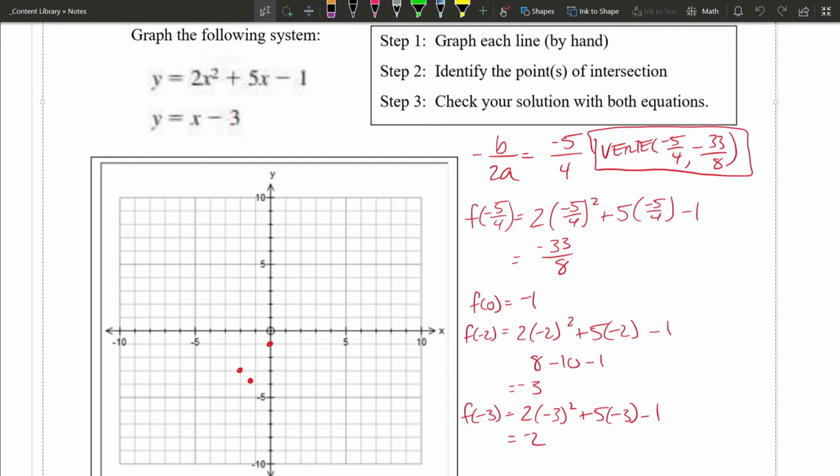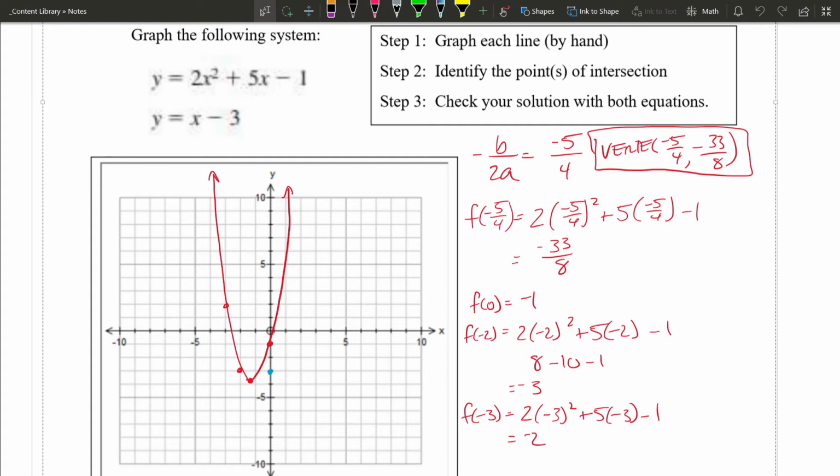All right, I'm going to say that's good enough to sketch out my parabola that looks more or less reflected. Then we can graph x minus 3. That one's pretty easy. Get that one in blue. 3 is my x-intercept. 1 over 1, 1 over 1.